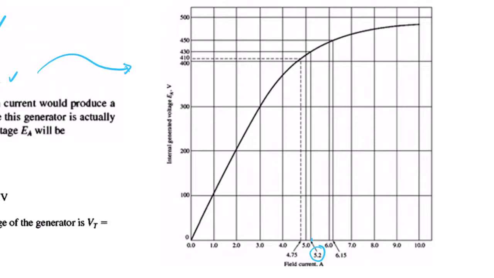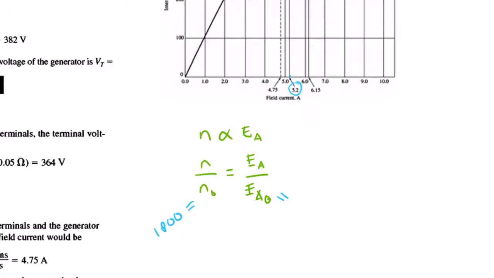So this will be our EA0, the EA value when we use the magnetization curve of this machine. So this is again what it was before, 430 volts.